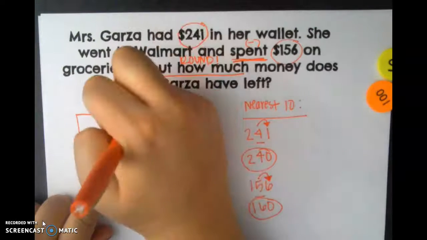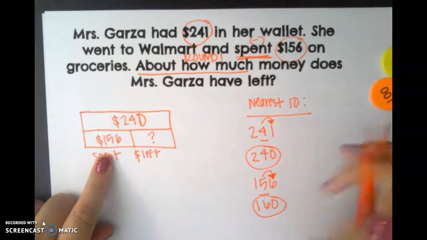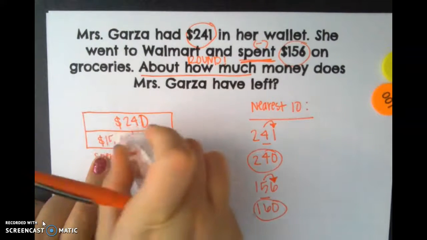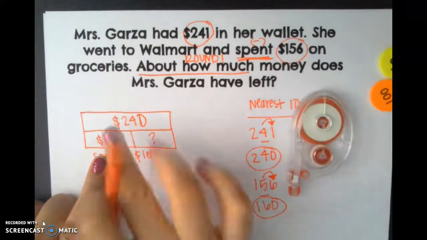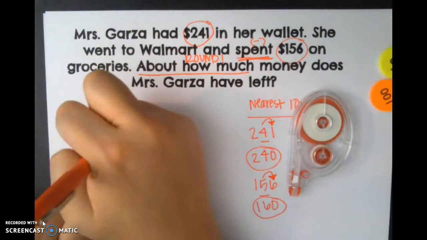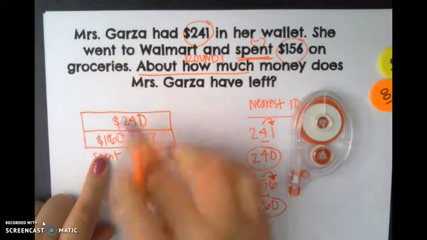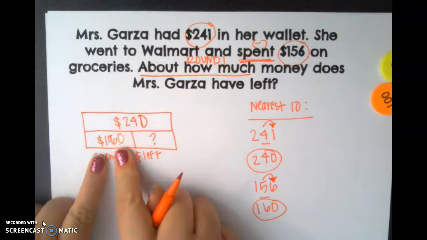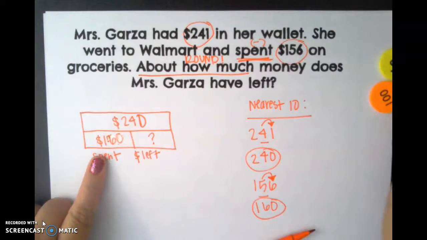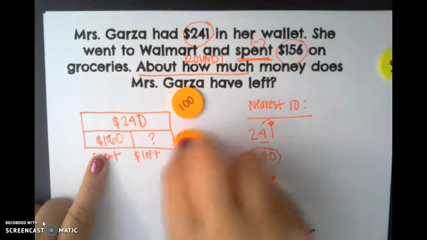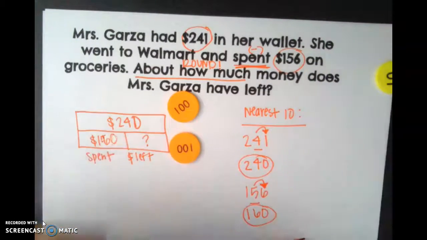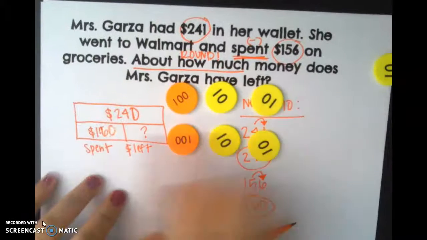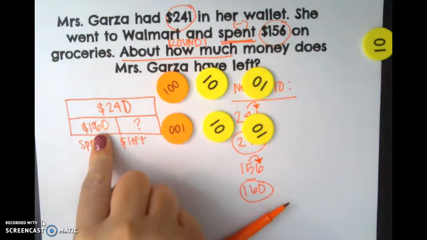Oh, Miss Garza made a boo-boo. This should be 240. And this should be 160. I made a boo-boo. 240 and 160. I'm going to subtract and I'm going to use my place value discs. When I subtract, I'm only going to make the biggest number. 240. I want to take away 160.